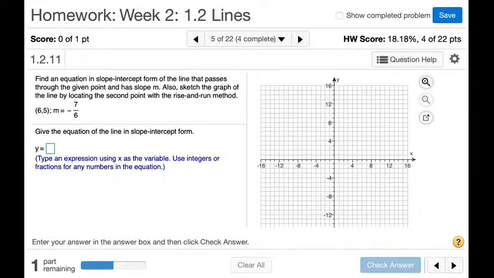Find an equation in slope-intercept form of a line that passes through this point. Okay, this time they did not give us the y-intercept. But we can still essentially do the same thing.